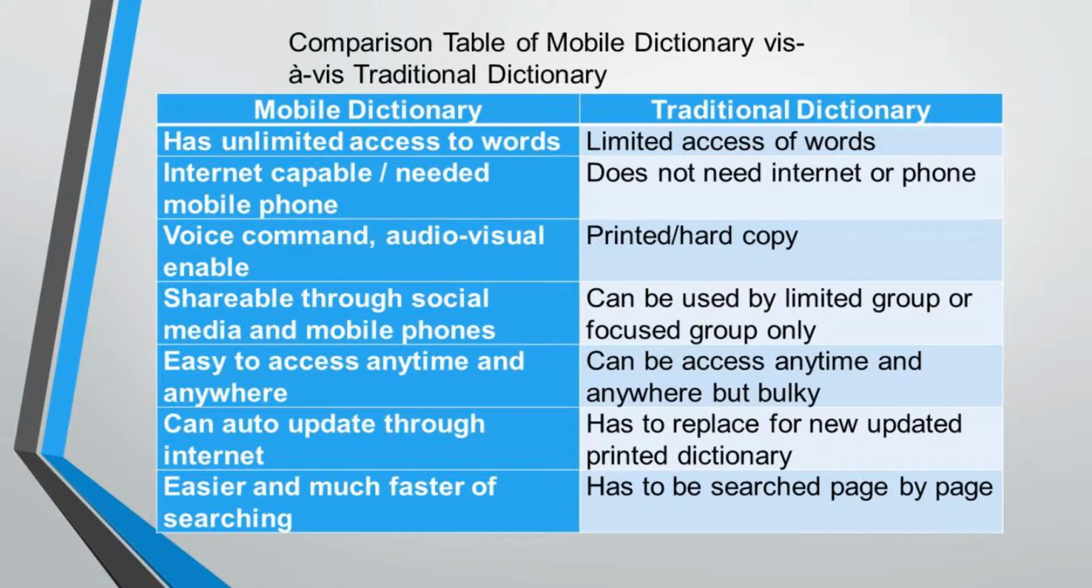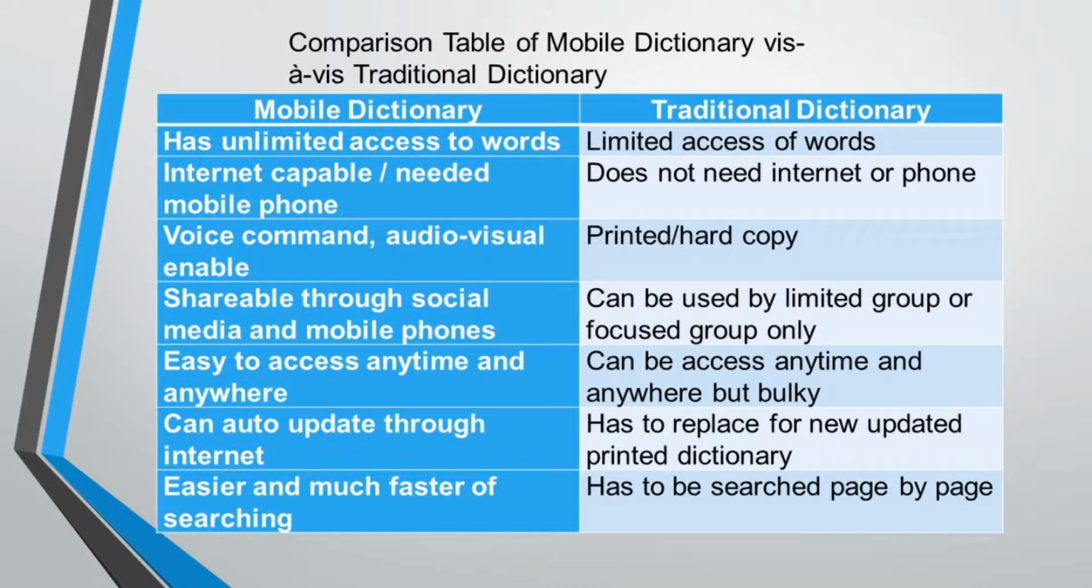So, traditional dictionary has limited access of words, does not need internet or phone, printed or hard copy, can be used by limited group or focus group only, can be accessed anytime and anywhere but bulky, has to be replaced for new update presented or printed dictionary, has to be searched page by page.